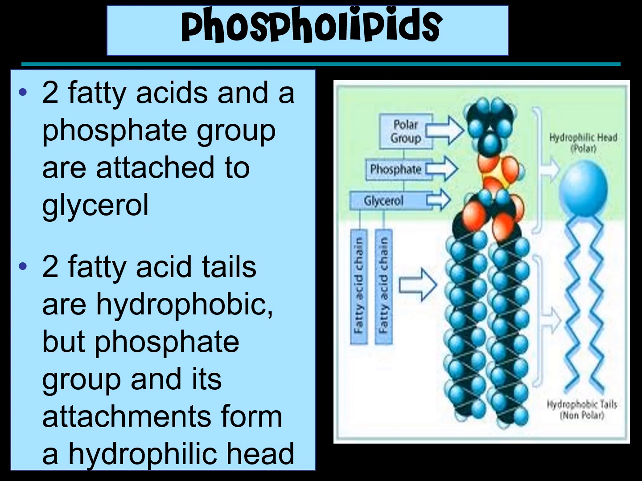Now, in biology class, you're going to see these a lot. Phospholipids are a unique type of lipid. They are composed of 2 fatty acid chains and 1 glycerol, but the glycerol and the fatty acid chain is connected to what we call a phosphate head, PO4.